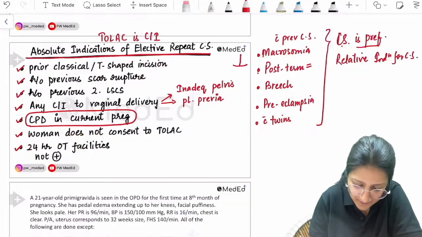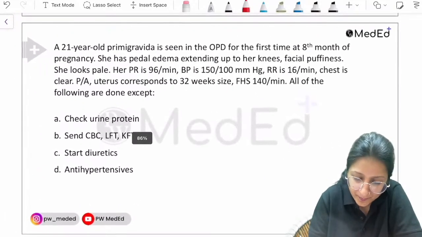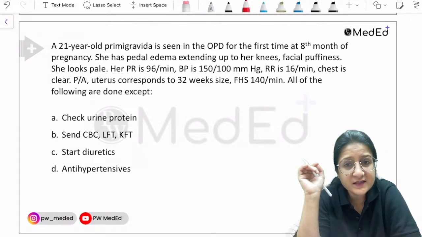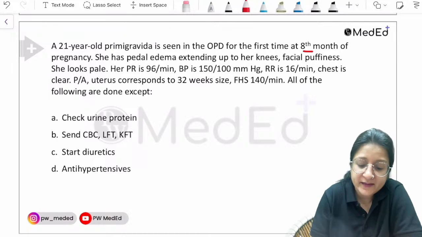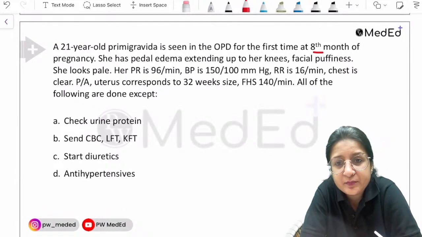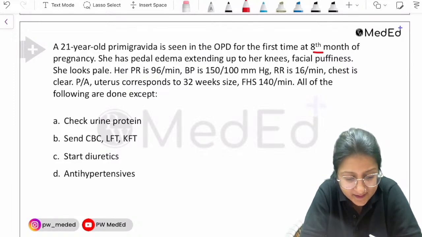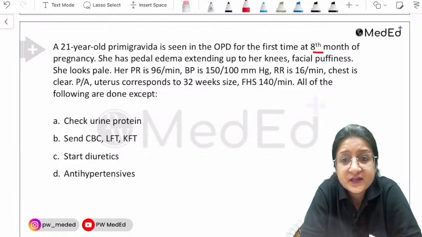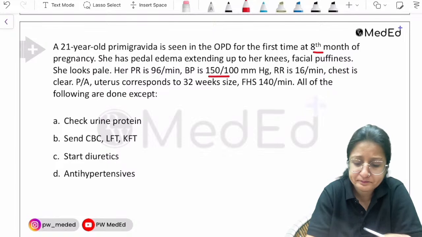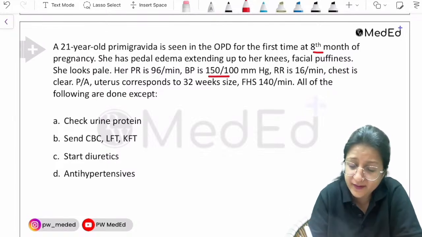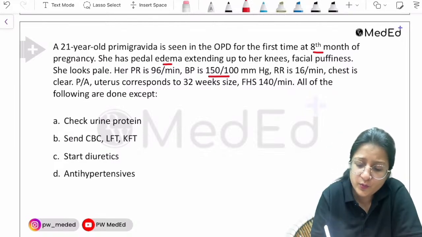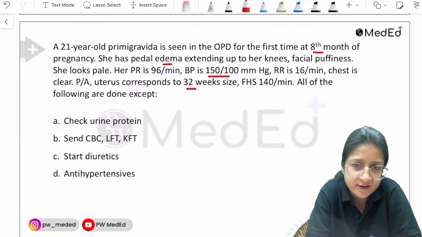Okay, now next question. A 21-year-old primi is seen in the OPD for the first time at 8 months of pregnancy. She has pedal edema extending up to her knees. She has facial puffiness also. She looks pale. Her pulse rate is 96. BP is 150 by 100. Respiratory rate is 16. Chest is clear. I'm highlighting the abnormal findings. So edema is abnormal, BP is high, rest everything is fine. Uterus corresponds to 32 weeks in size, fetal heart rate is fine.